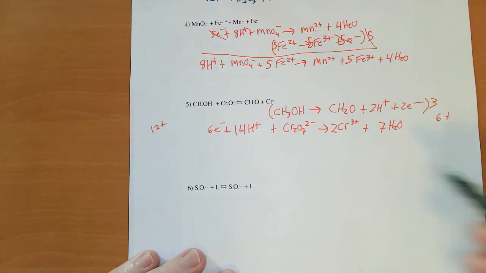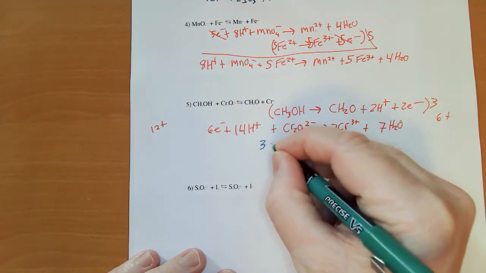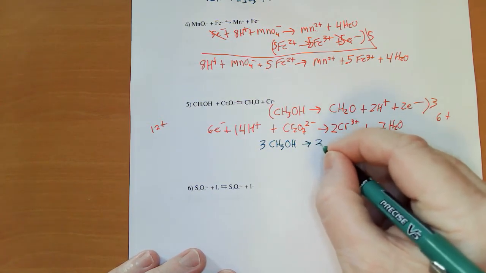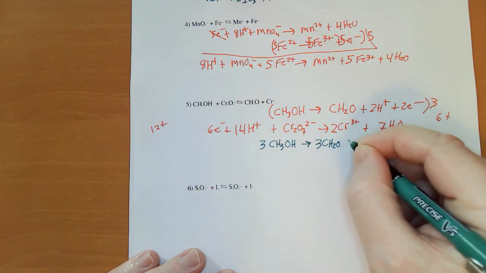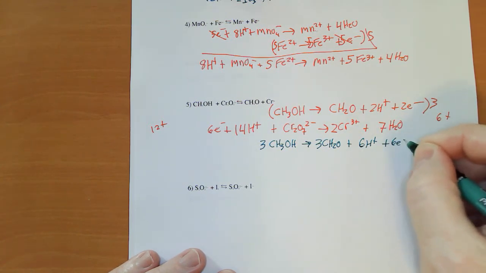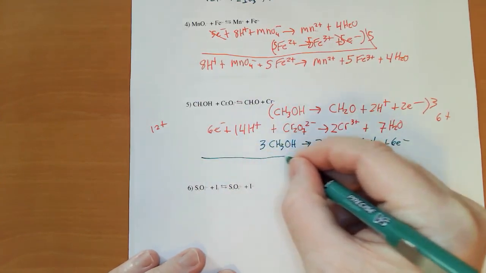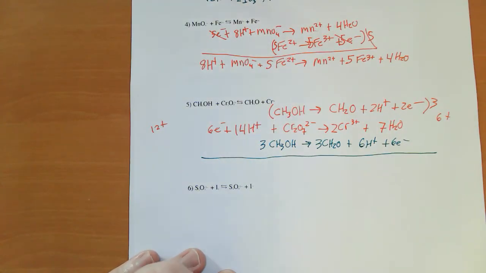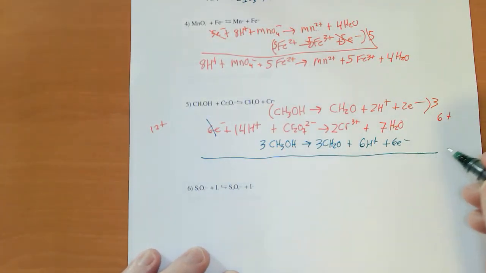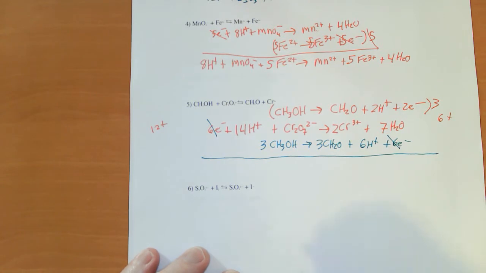I'm going to change colors again. 3 CH3OH gives me 3 CH2O plus 6 H plus and 6 electrons. Now, I can do a bit more canceling this time. I can take off the 6 electrons. I've got 14 H pluses and I've got 6 H pluses.